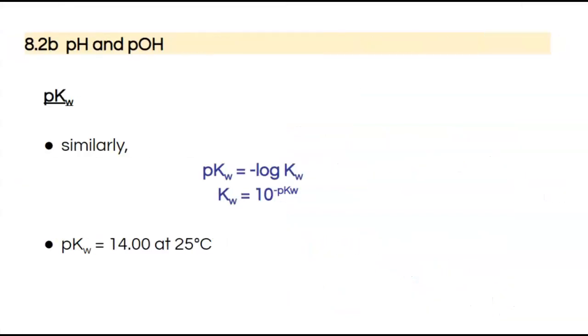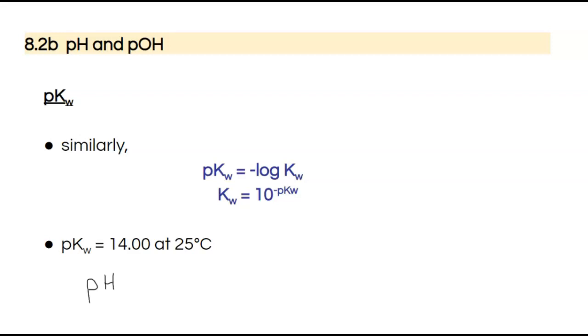So the last topic is pKw. pH is equal to the negative log of our hydrogen ion concentration. pOH is equal to the negative log of our hydroxide ion concentration. So not shockingly, pKw is equal to the negative log of Kw. And it turns out that pKw is equal to 14 at 25 degrees Celsius.